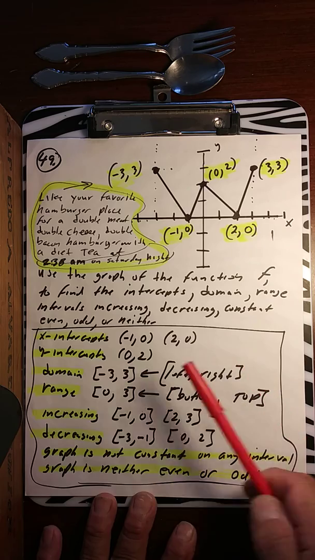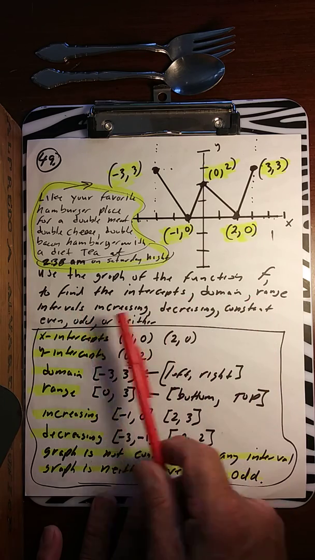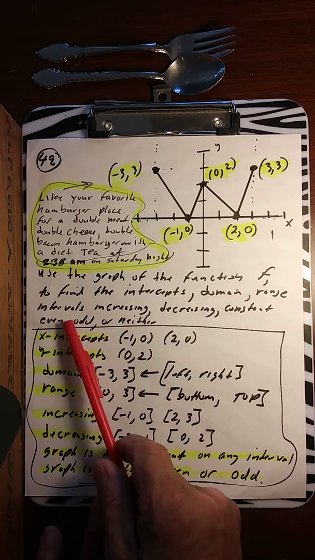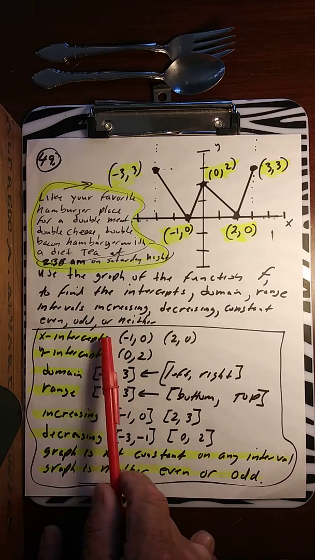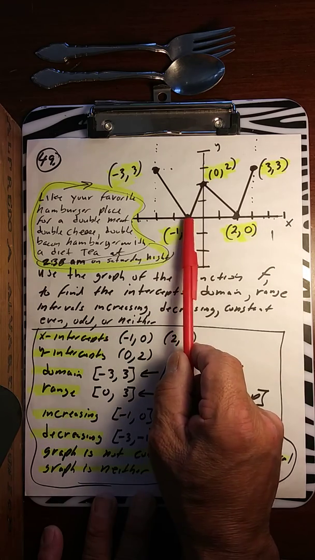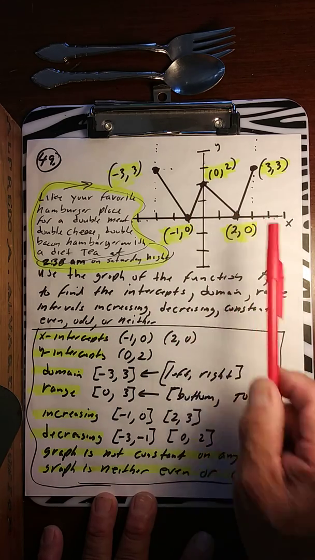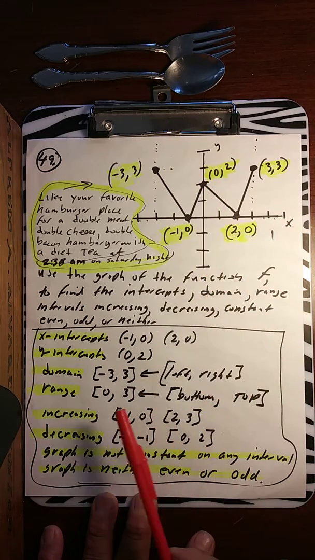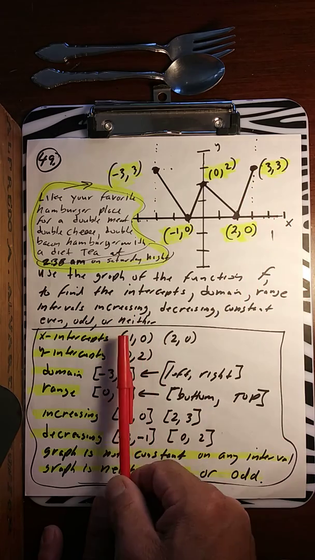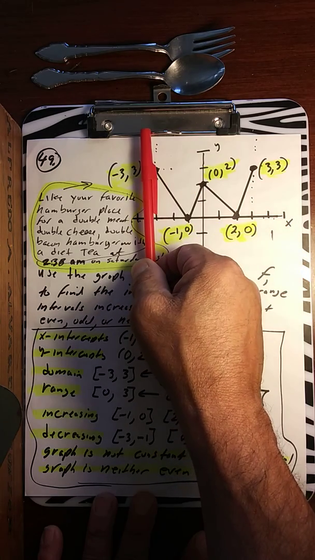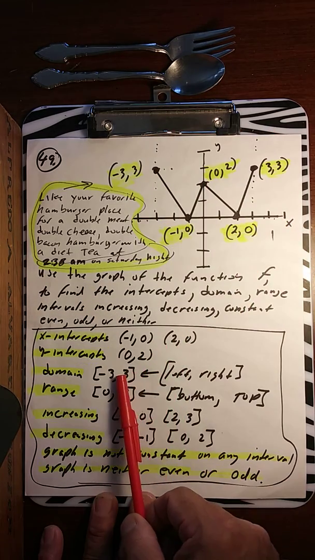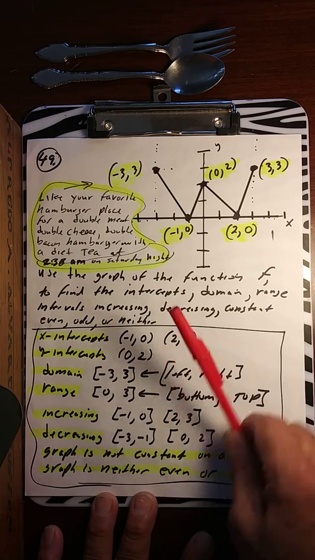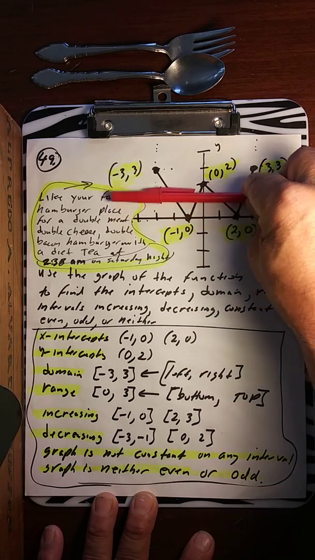First one, use the graph of the function to determine the x-intercepts, domain, range, intervals increasing, decreasing, constant, even, odd, or neither. X-intercepts, negative 1, 0, there's one right there. 2, 0, there's another one right there. Y-intercept, well, it goes up to right there, 0, 2. Domain, from the left, it goes to negative 3. To the right, it goes to positive 3. Left and right. Range, the bottom starts at 0, goes all the way up to where? 3.